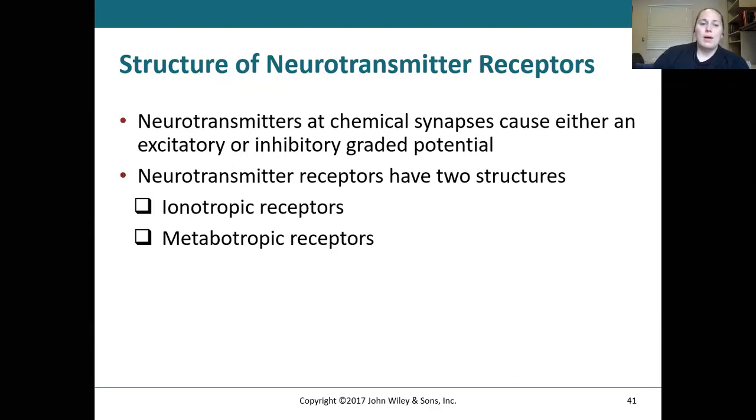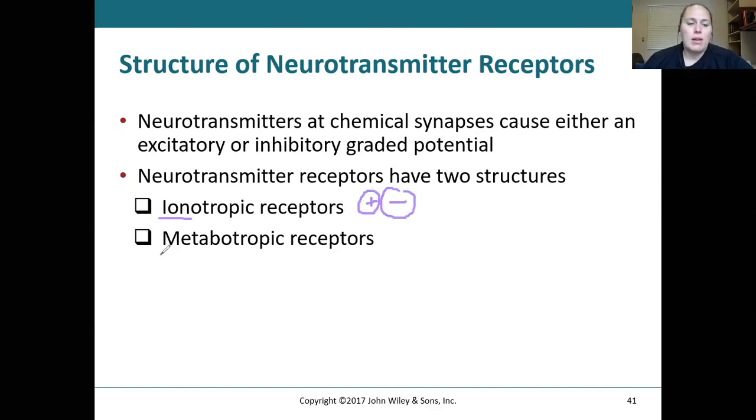Okay, so neurotransmitters at chemical synapses can either be excitatory or inhibitory graded potentials. We were just talking about excitatory and inhibitory neurotransmitters. Like I said, excitatory neurotransmitters generally cause influx of sodium. Inhibitory neurotransmitters generally cause influx of chloride. And you can have two different kinds of neurotransmitter receptors. You can have ionotropic receptors. What does this word look like? Let's start there. Ionotropic looks like the word ion. So this is where you have influx of positive or negative ions, cations or anions.